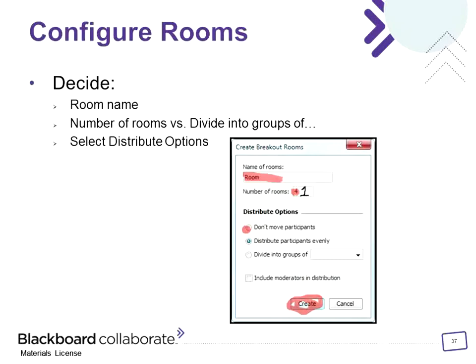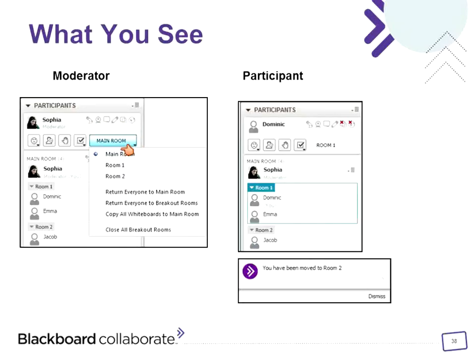So let me go back and just review the option that you have now as a moderator. This is how you can return everybody back to the main room. And you can also use this option to close all the breakout rooms. So I'll let the first person who goes to the main room button select close all breakout rooms.